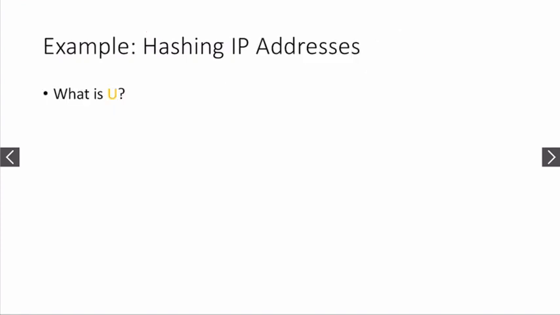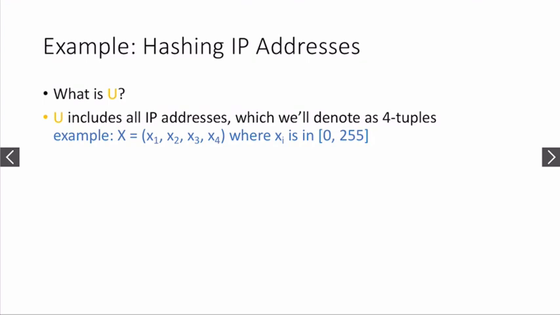Okay, so let's go through a concrete example. Let's say we're working with IP addresses. What is the universe? The universe is simply all possible IP addresses. If you're not familiar with an IP address, it's really just 4 numbers, x1, x2, x3, and x4, where each one of those values is from the range 0 to 255. You've probably seen something like 192.0.19.0. That's an IP address. I don't know if that particular one is valid, but that's an IP address. So the next question would be, how many IP addresses are there?